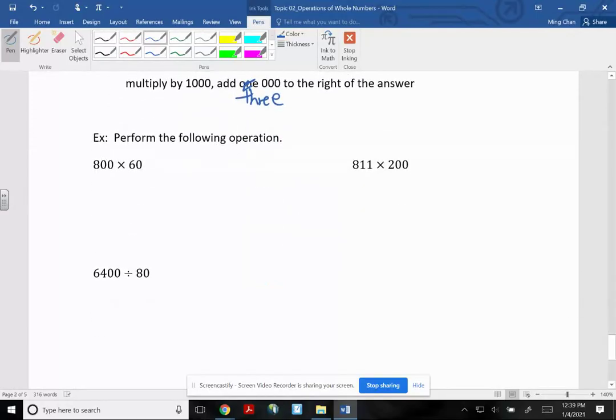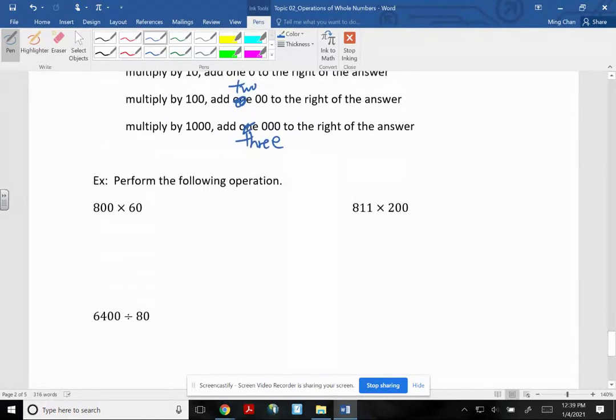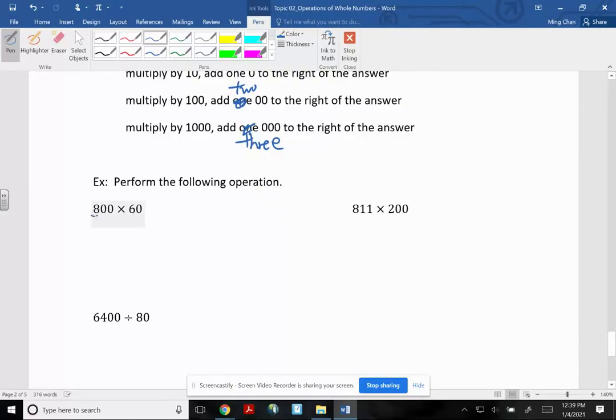Okay, so what does that mean? Well, what that means is 800 times 60, I can simply say 8 times 6 first, which is 48. All right. So how many zeros do I have? 2 here, 1 here. So all I've got to do is add 3 zeros to it. 3 zeros can be considered as 1,000.